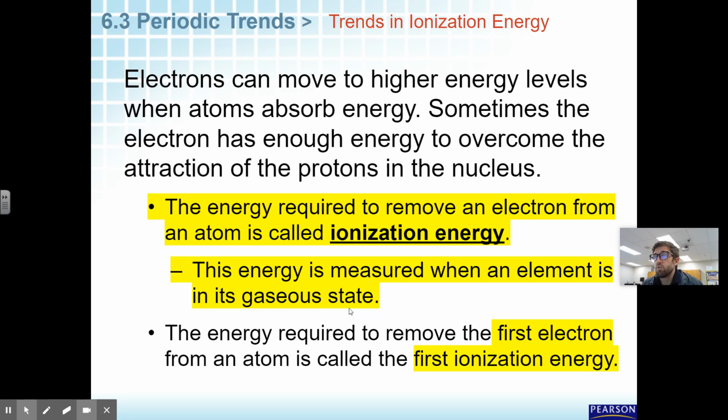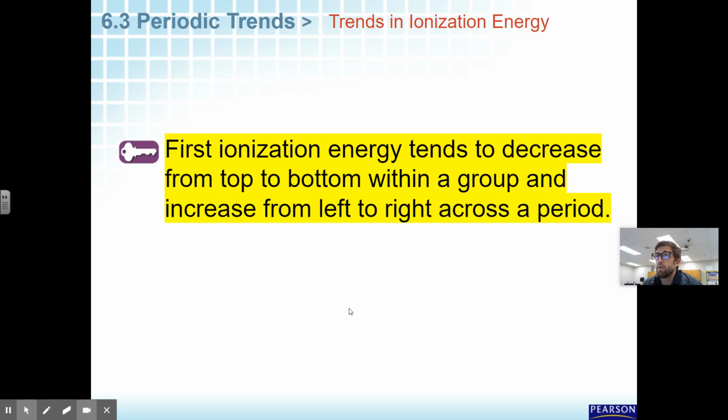Okay. So some elements, such as metals, the left side of the periodic table, they want to lose their electrons. So they're going to have lower ionization energies generally than the elements on the right-hand side. This energy is measured when an element is in its gaseous state, okay? And the energy required to remove the first electron is called the first ionization energy, okay?